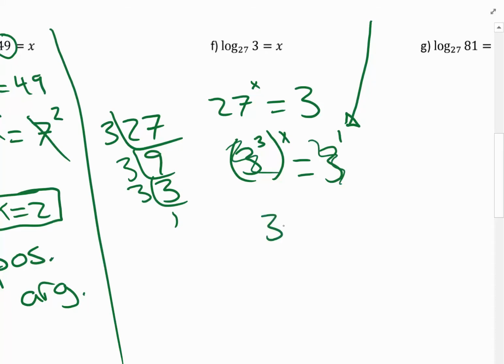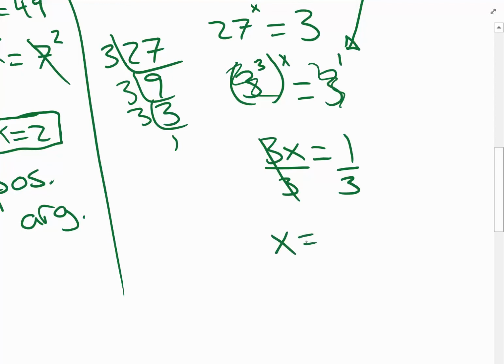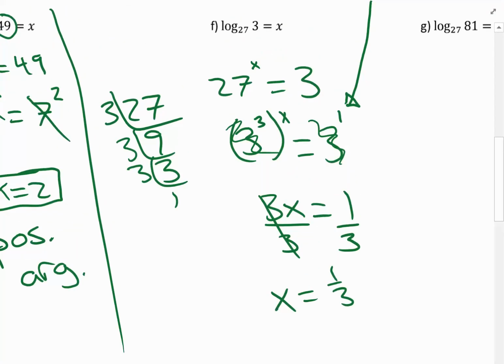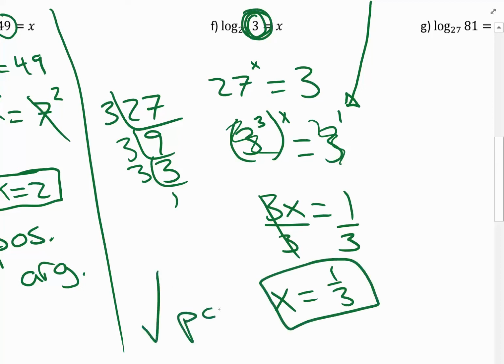to get 3x equals 1. Divide to get rid of the 3, and we're done. Just check. The argument is this 3, which is positive. So check mark. It has a positive argument.